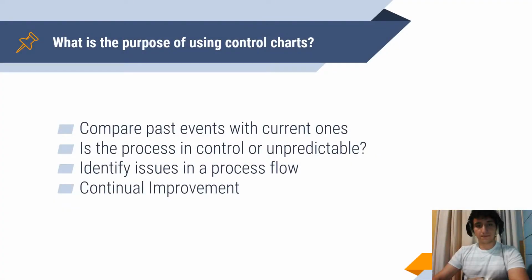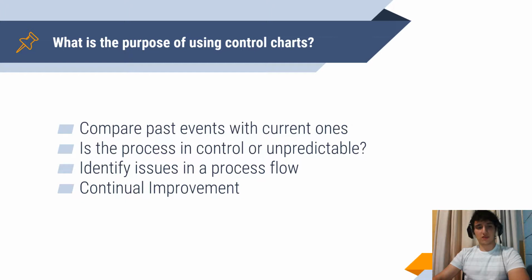Okay, so what is the purpose of using a control chart? Well, like I said before, we use them to compare past events with current ones, so we can see if the process is improving or if it is deteriorating. Also, they help us to know if the process is under control or if it is unpredictable. So, for example, we have a bottle factory. We want to know if we are filling the bottles with the same amount of water every time, or if that quantity is varying a lot. So we want to know that, and we use control charts for that.